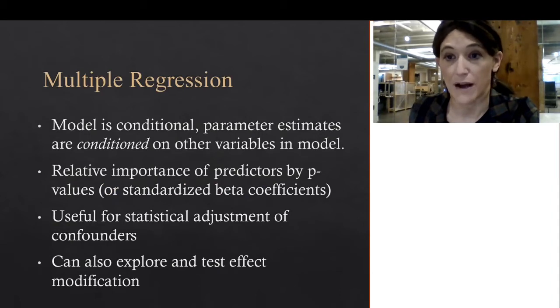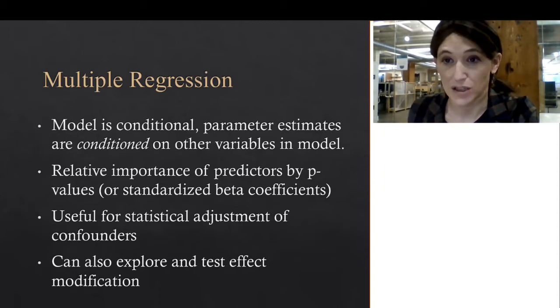So multiple regression, we say, is conditional. That means that our parameter estimates that we obtain from the model are conditioned on other variables in the model. It's kind of a fancy way of saying that there's an association among the independent variables that we need to take into account. And so what we're parsing out are the independent effects of those variables after you've taken into account the other variables in the model. And that's what we mean by adjustment.